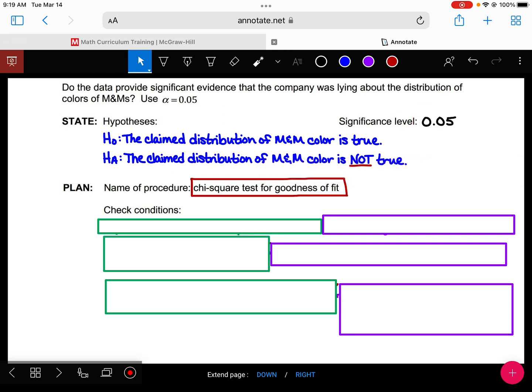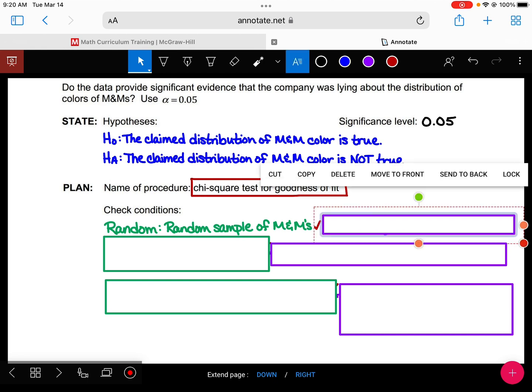So again, the backside, I know it's a lot of repeated information, but the backside is the formal 4-step process that you guys would need to go through. Checking our conditions, we did that on the front side. We have our random condition, random sample of M&Ms. Why do we care about randomness? Generalized to the population. What was our population here? All M&Ms.